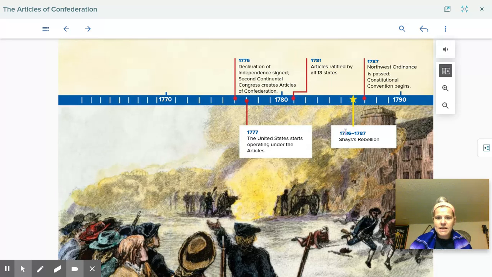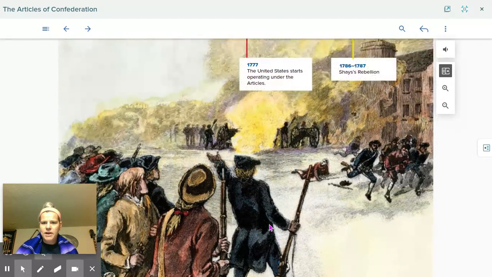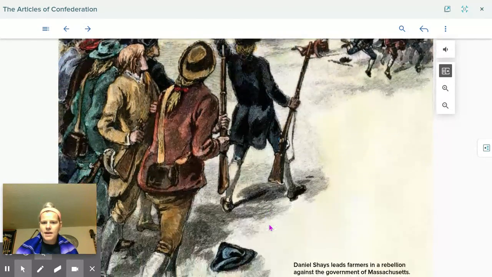In 1786 to 87, we have Shays' Rebellion. And then in 1787, we have the Northwest Ordinance is passed and the Constitutional Convention begins. We'll read a little bit more about Shays' Rebellion, but this is a picture. It says Daniel Shays led farmers in a rebellion against the government in Massachusetts. So we're going to read to find out why he led a rebellion.